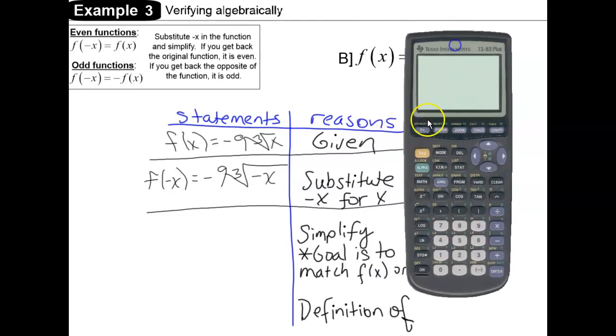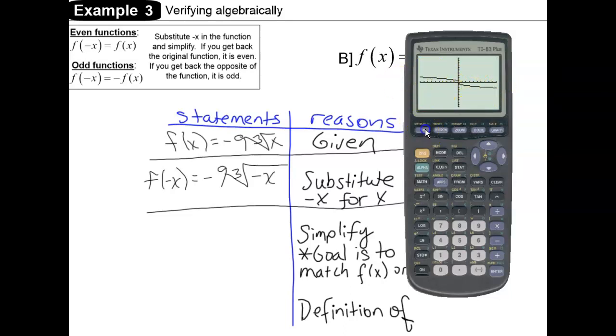So up here in the, oh, gotta turn it back on. So in the y equals, I'm going to clear that out, and I'm going to type in cube root, so let's do math down to cube root number 4. So there's my cube root of x, and instead of cube root of x, I'm going to put in cube root of negative x, because that's my line 2. Okay, and I'm going to go ahead and look at that graph, so zoom 6, and here's my sideways wiggle for the cube root function.